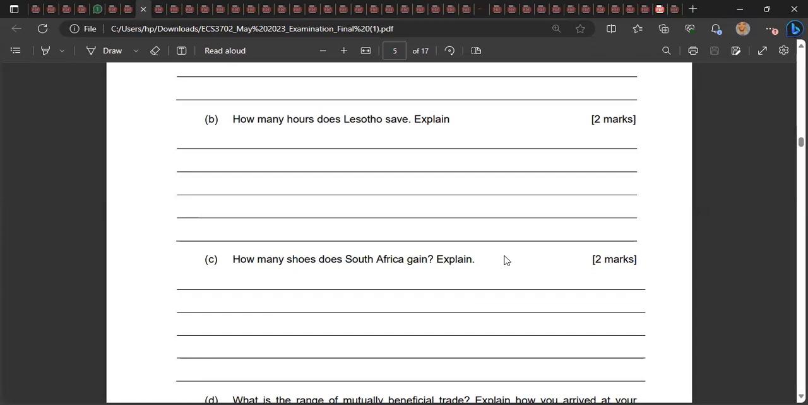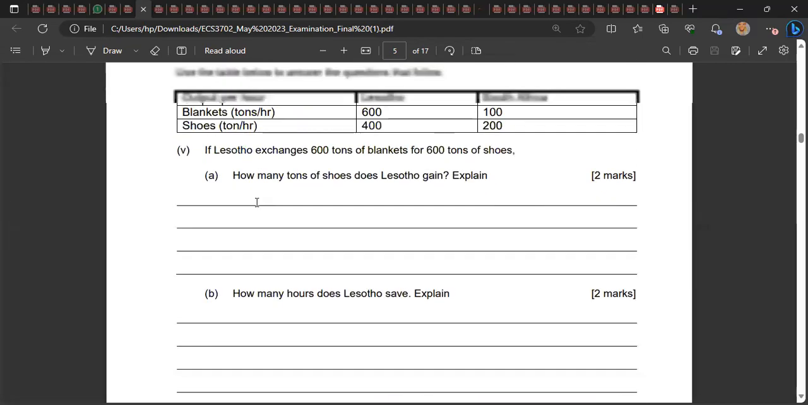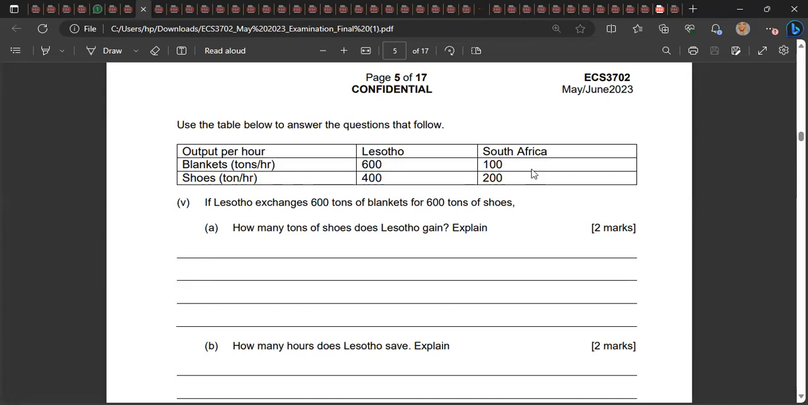So which means what you could do now is, using that information, you can also find out how much they are saving. So if they're gaining 600 shoes, and if you check this out here, per hour they can do 200. Right? So 600 would basically be 3 hours, right? So that's what they're going to be saving in terms of hours from what they are getting from Lesotho. That's the total save.